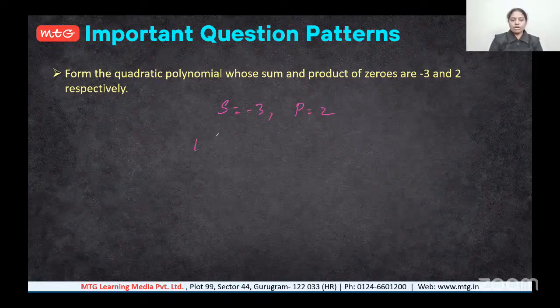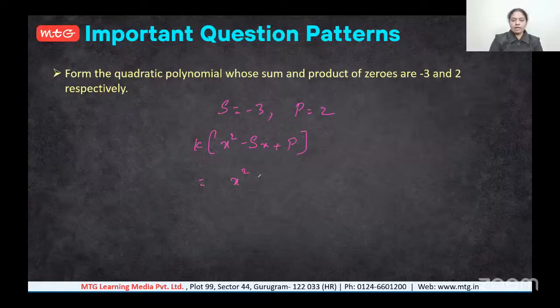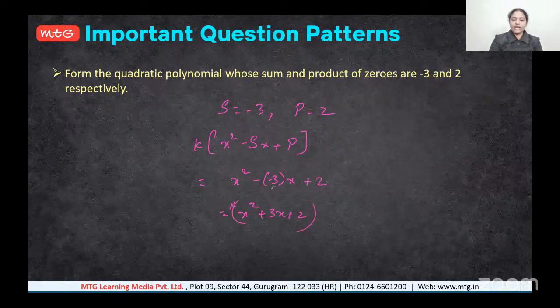So you'll get a polynomial k times x square minus sum of zeros times x plus product of zeros, which is nothing but x square minus of minus 3x plus 2. We get it as x square plus 3x plus 2, multiplied with an arbitrary constant k, left as it is. I'm not removing this k. Why?